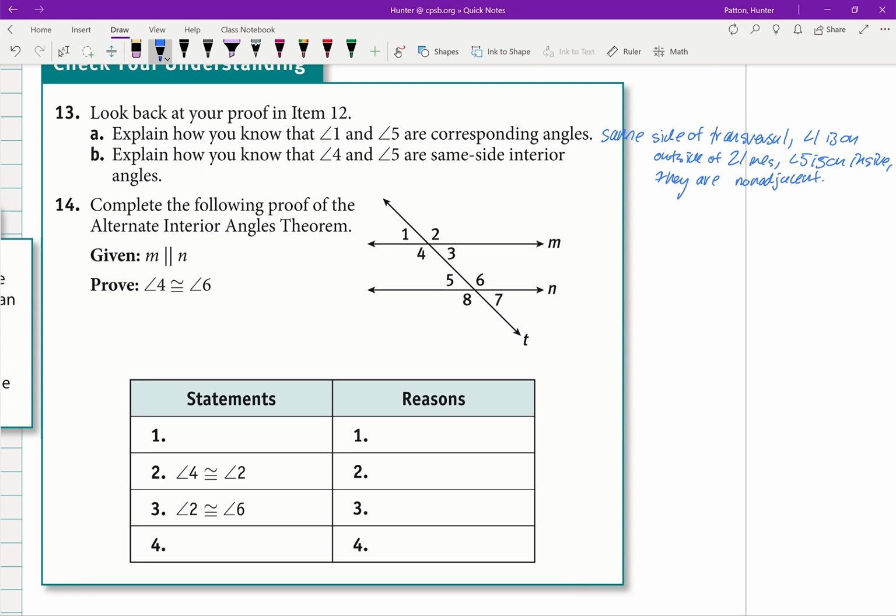All right, for B, explain how you know that 4 and 5 are same-side interior angles. So they're both inside the two lines and both on the same side of the transversal.